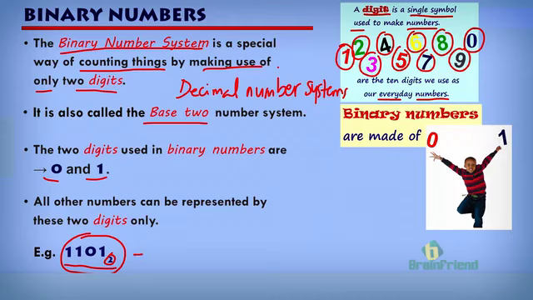Now if we were to write this using the decimal number system that we are used to, that number is 13. So all of this represents 13. So again, like we said, all other numbers are represented in the binary number system, making use of just 2 digits, zeros and ones. So we have our binary numbers made up of zeros and ones.